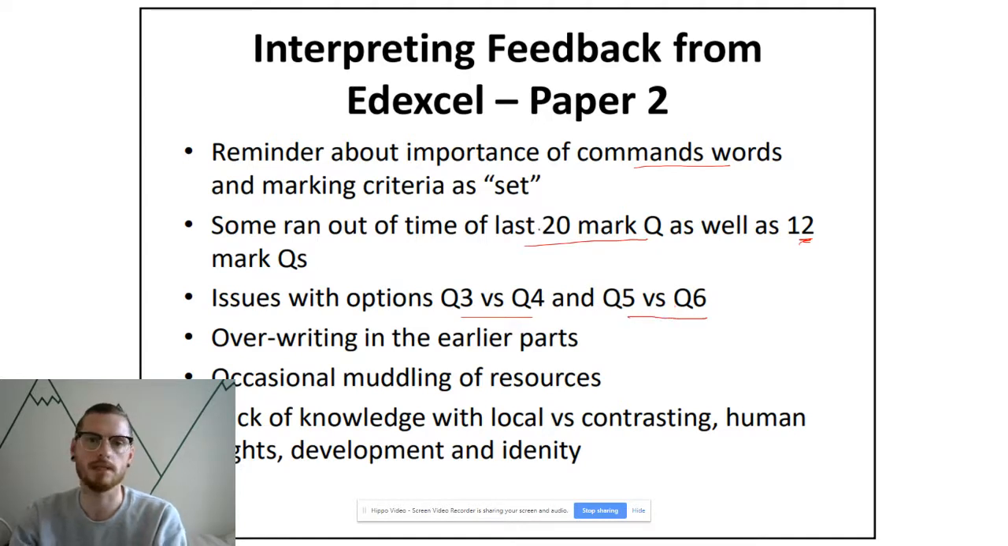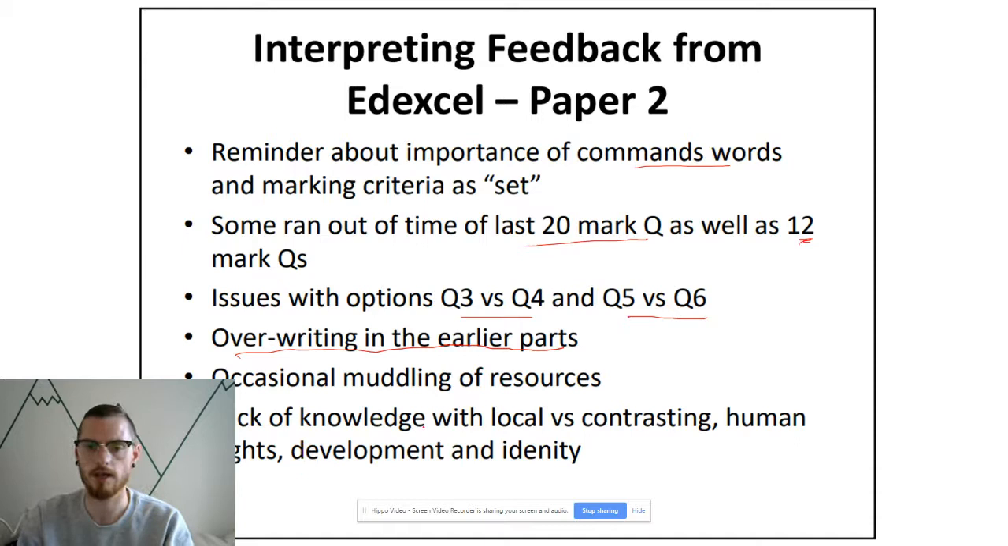What the exam board means is that some students are answering both, or starting one, realizing that they've started the wrong section and then moving on to another one. Please ensure that you know which section you're answering. Skip back to earlier in this video when I did talk this through. Again, some overwriting in the earlier parts. That basically means on 3 or 4 markers, students are writing too much.